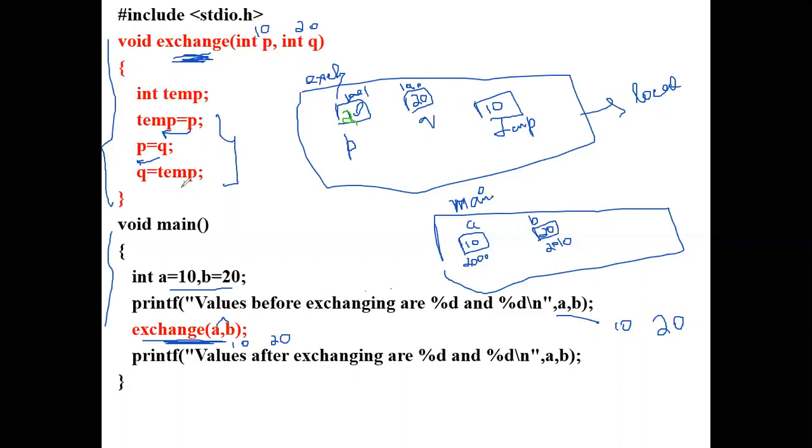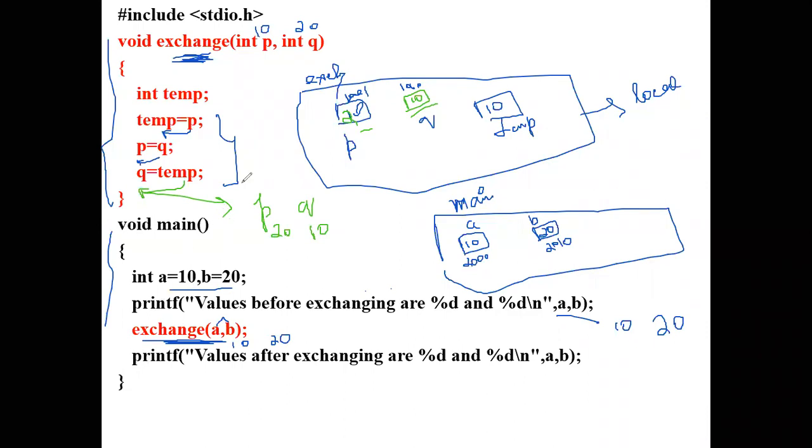Next, whatever value is there in temp will be stored in q. So whatever value is there in temp, we are storing it in q. This is how we are going to exchange the values. Initially we had 10 and 20, now we have 20 and 10. And here you can have one printf statement to display the values of p and q, which will display 20 and 10.